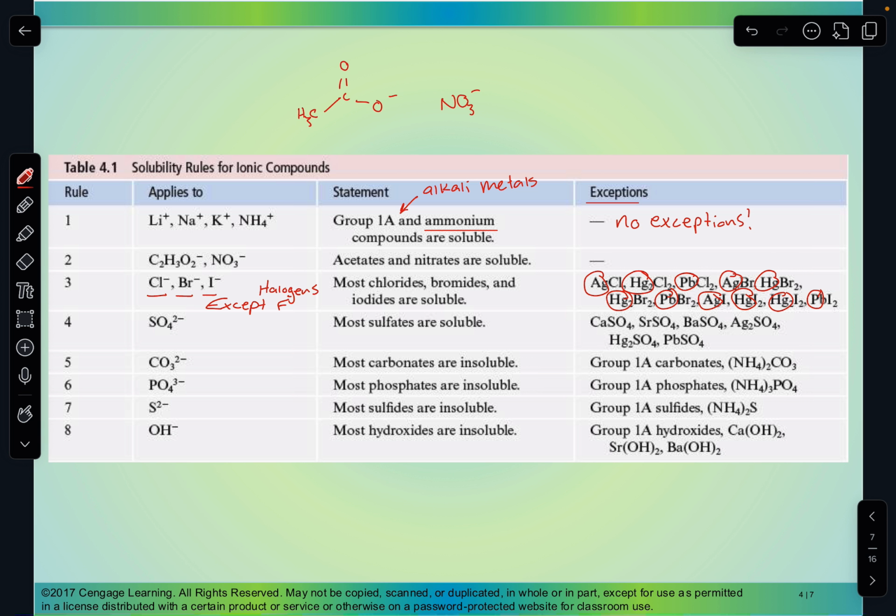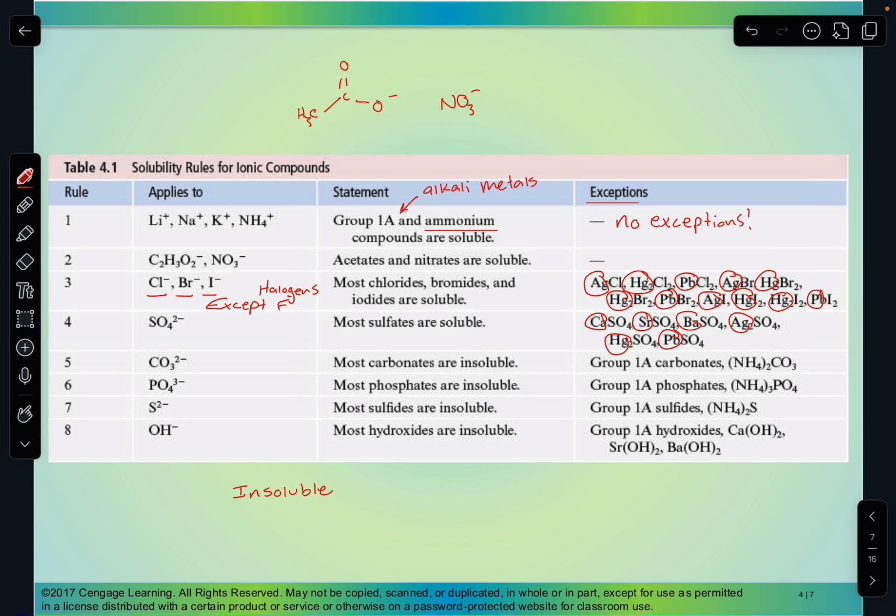Sulfates, if it ends in sulfate, are going to be soluble except for group 2 metals, silver, mercury, and lead. So silver, mercury, and lead are going to show up a lot. If you have silver, mercury, and lead, then it's a good chance that you are not going to have something that is soluble.